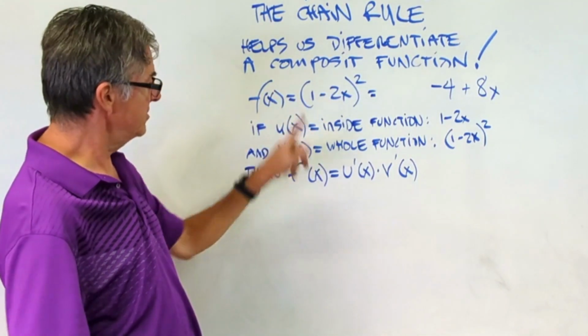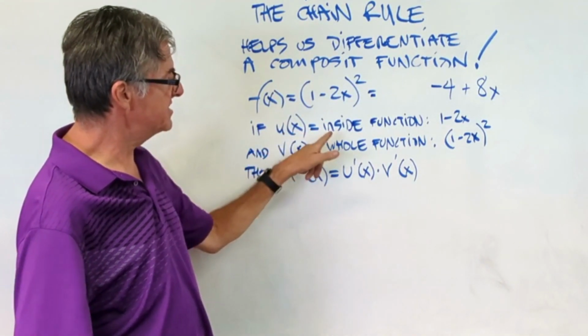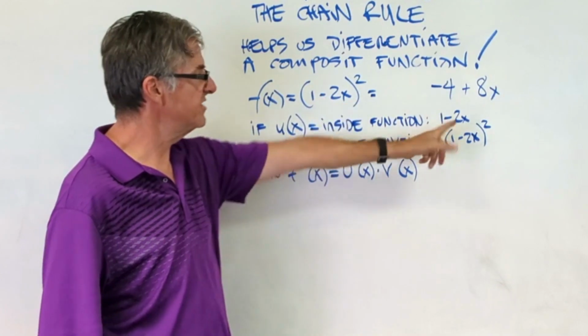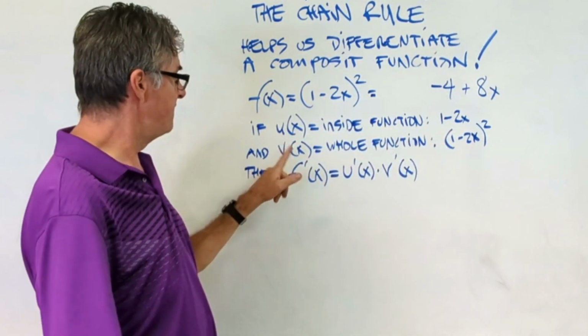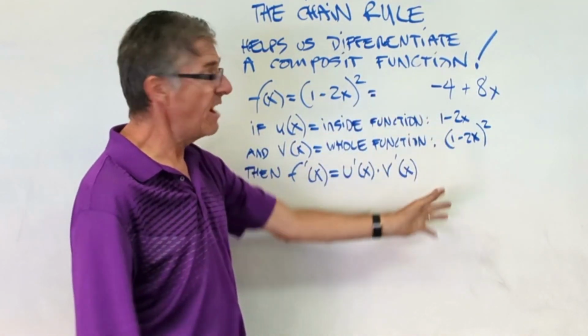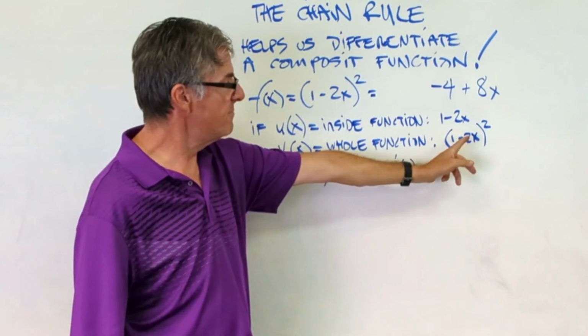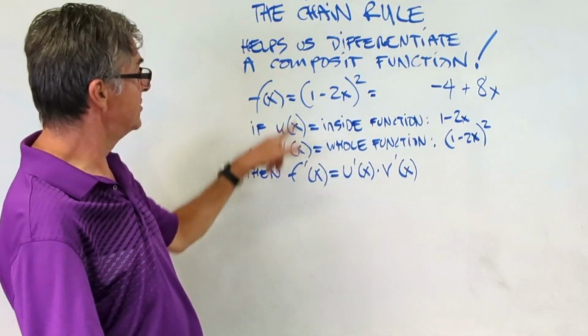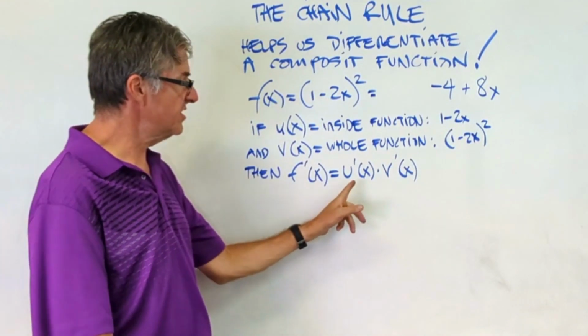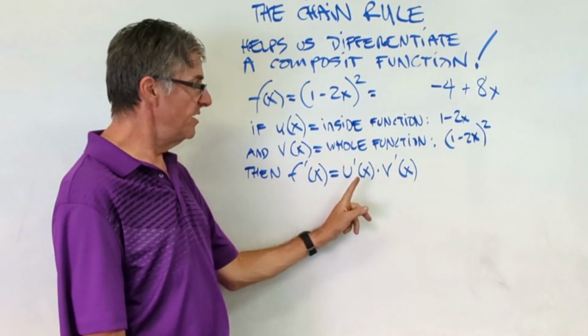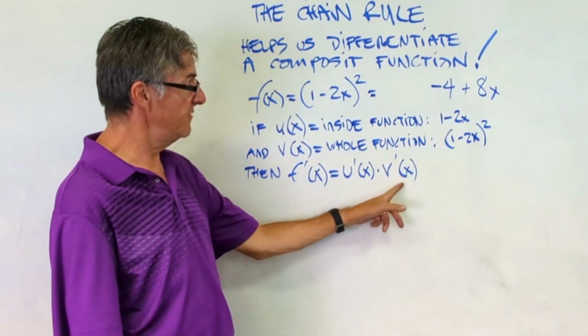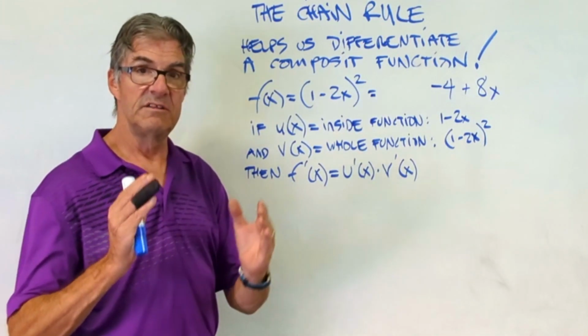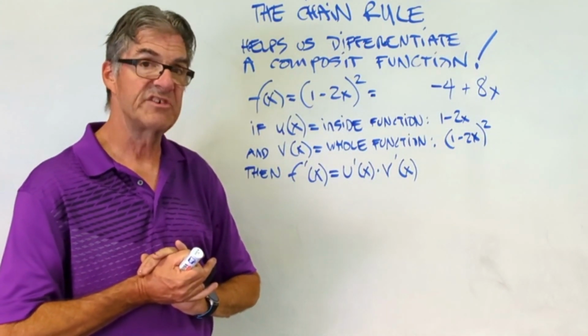I'm taking this function, and I'm saying if u of x is the inside function, that's the 1 minus 2x right there, and then v of x is the whole thing, the outside function, that would be 1 minus 2x to the second power, then f prime of x, the derivative of this function, is just going to be the derivative of u times the derivative of v. So let's look at how that works out.